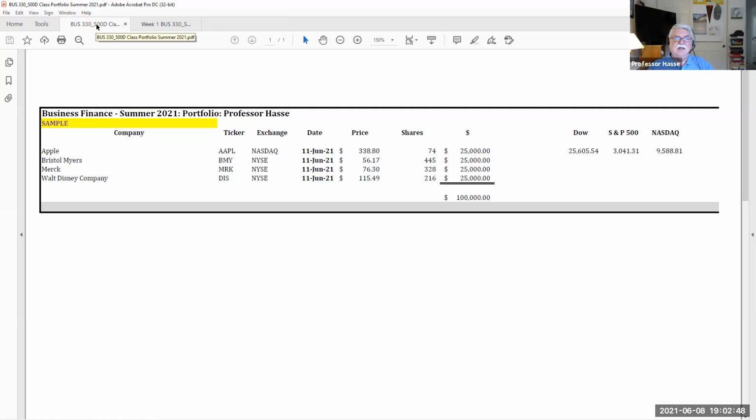The United States stock markets open at 6:30 in the morning Pacific time and close at 1 p.m. in the afternoon Pacific time. That's 9:30 in New York and 4 o'clock in New York. The markets close at 1 p.m. At the close of the market on Friday, June 11th, I want you to get the closing price of your company's stocks. Now, you don't have to invest in 4 companies.